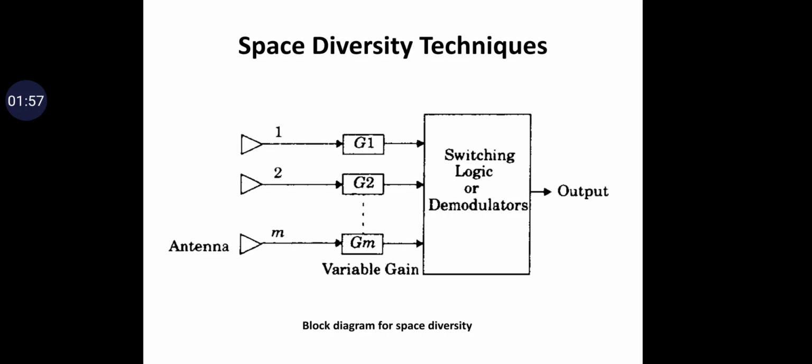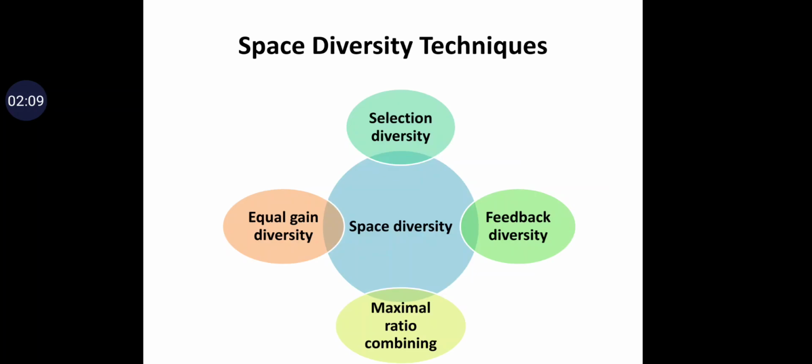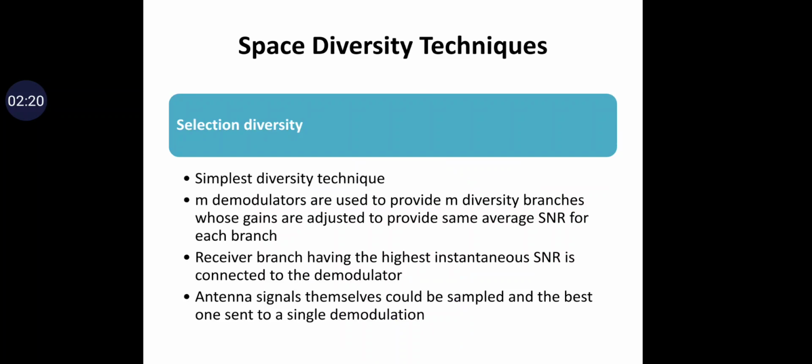So this is the block diagram for space diversity. There are multiple antennas, M antennas are present and they have variable gain, and there is a switching logic or demodulator, and finally we have the output. So in space diversity we have four types: selection diversity, feedback diversity, maximal ratio combining and equal gain diversity.